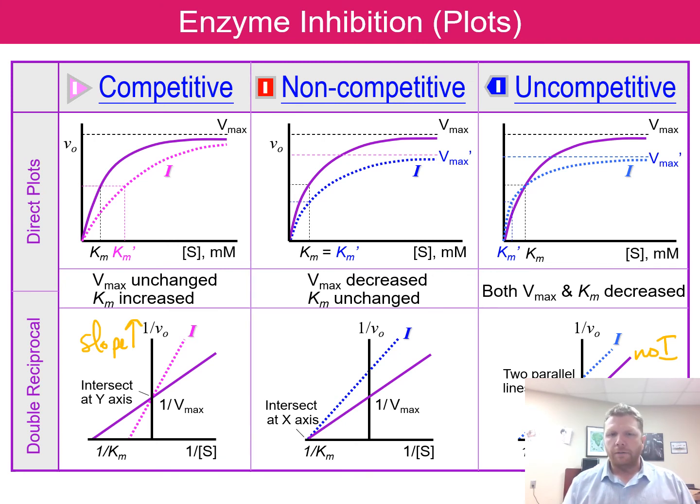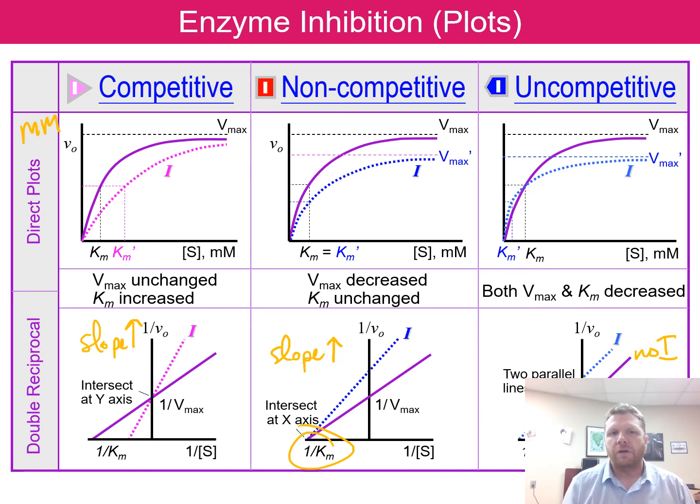Now, a non-competitive inhibitor, our Km is unchanged. Our Vmax is decreased, so our overall enzyme is going slower. What this is going to do is cause our slope to go up as well. So these are Lineweaver-Burk plots, or double reciprocal plots, and then here are your Michaelis-Menten plots.